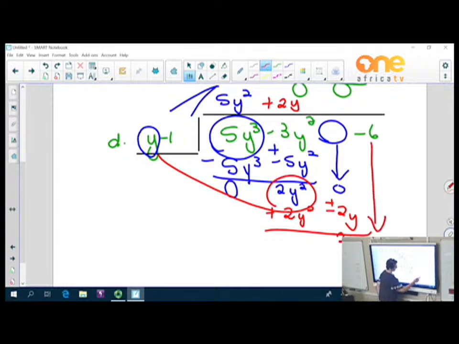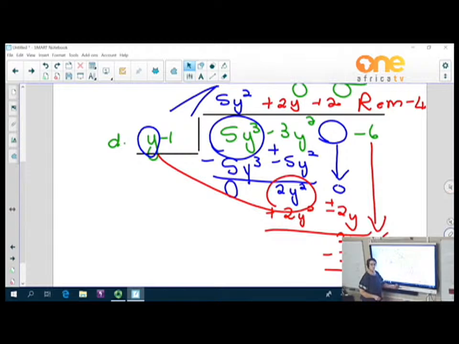You bring down that negative 6 there. How many times will it divide? Positive 2 times. I multiply, then I have 2y minus 2. We change the second signs and add, and this is then negative 4. So it is remainder negative 4. Right, grade 10s, that's then long division.